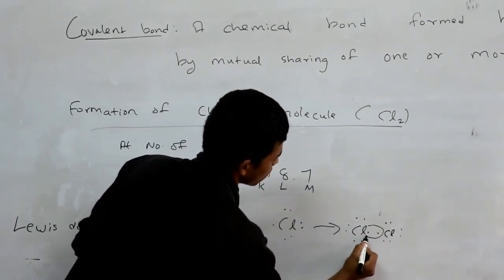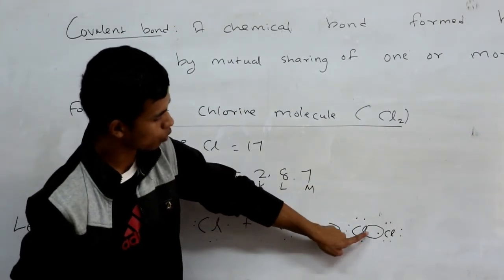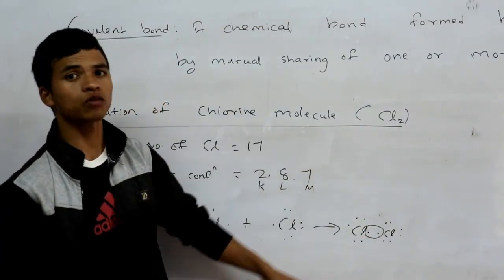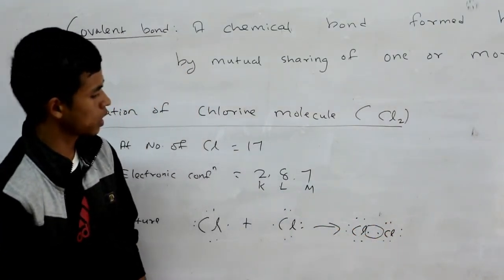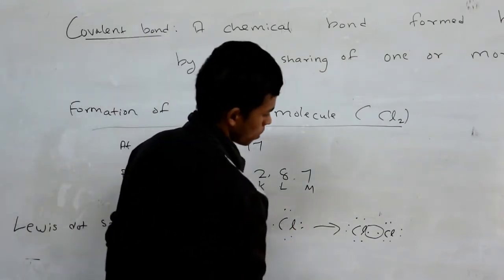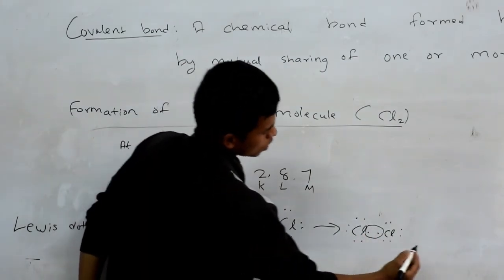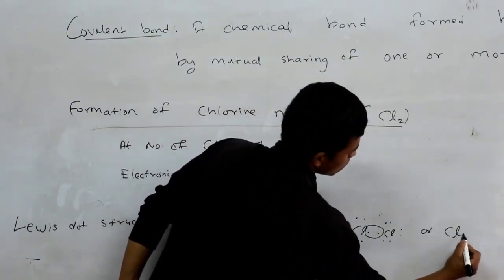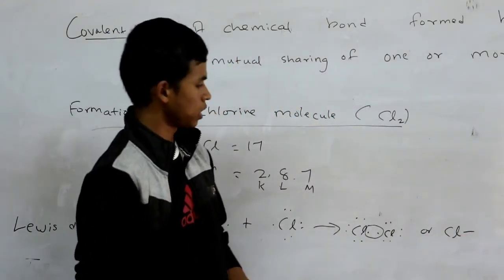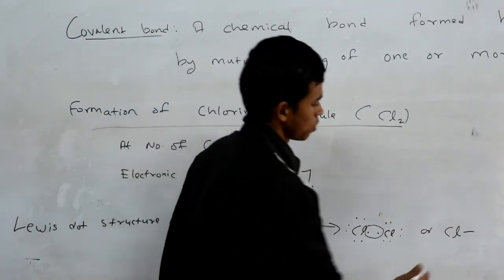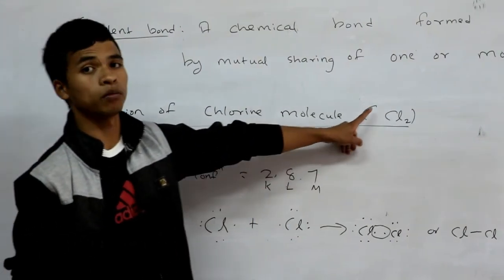So if this electron pair is shared, then this chlorine atom will have 1, 2, 3, 4, 5, 6, 7, 8 electrons in the outermost shell. This one also will have 8 electrons in the outermost shell. So in this case, they are stable. Because only 1 electron pair is shared between these chlorine atoms, we can also write this as Cl, single line, Cl. A single line means only 1 electron pair is shared by these chlorine atoms. Then in that case, the chlorine molecule will become stable.